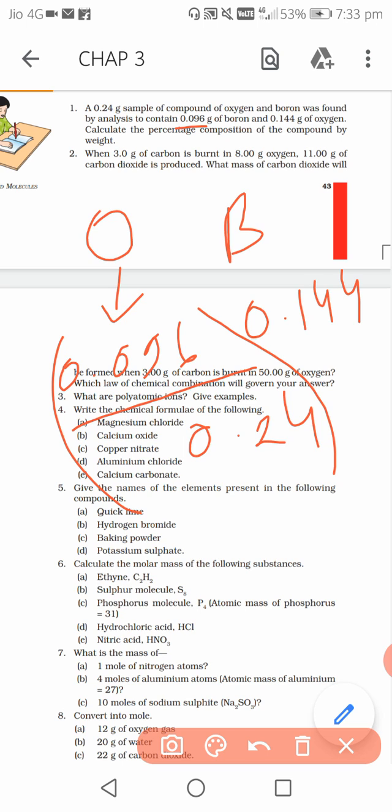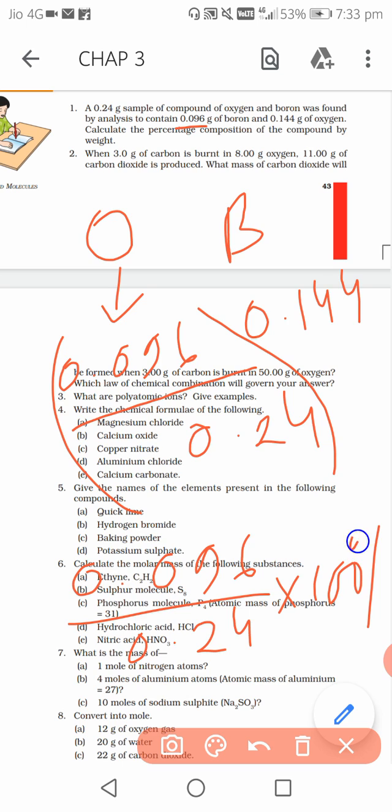That means 0.096 by 0.24 into 100%. So if you calculate this, the value comes as 40%. You try to do so.